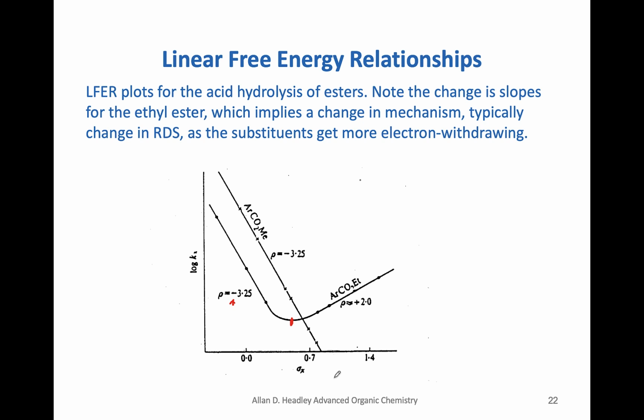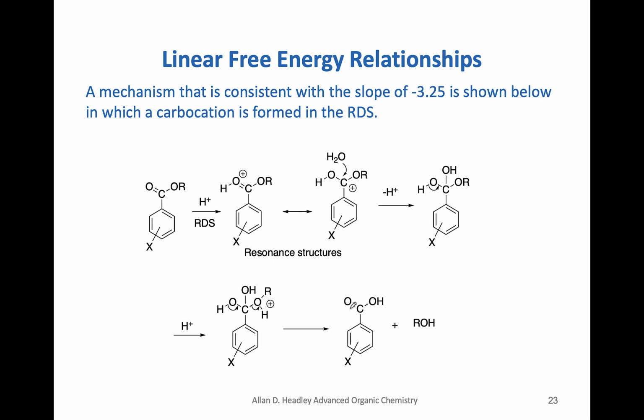But as we go into more electron withdrawing groups, remember this is electron withdrawing groups, electron donating groups here. As we get into more electron withdrawing groups, it changes the mechanism, where here it has a more negative intermediate for the rate determining step. So let's see if we can apply these experimental observations.